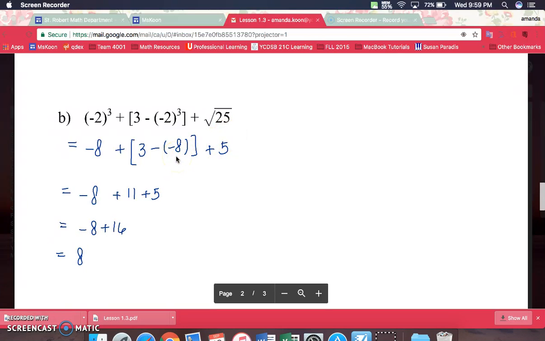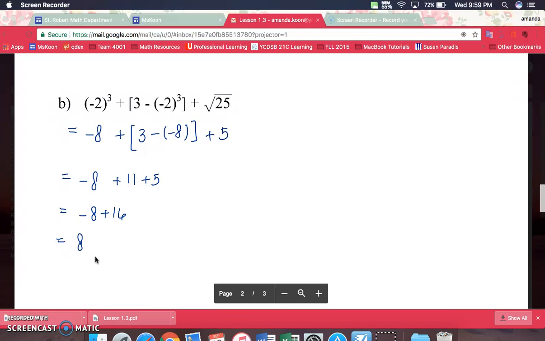Simplify the content inside your square brackets. So 3 plus 8 is 11. So you have negative 8 plus 11 plus 5. And then simplify the addition. And finally, you get 8 as your final answer.